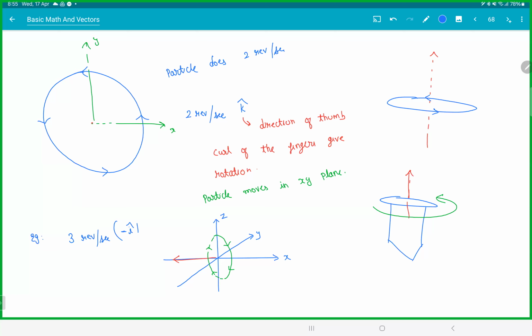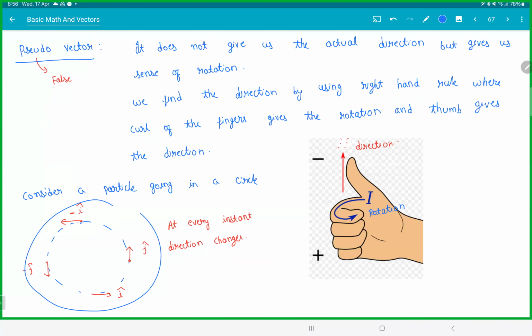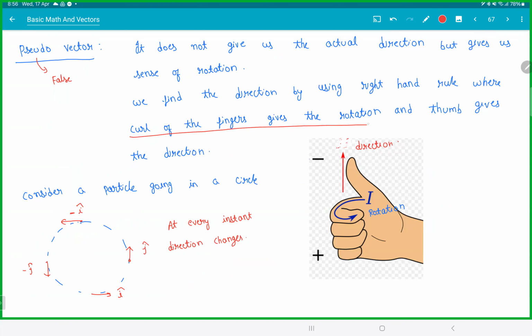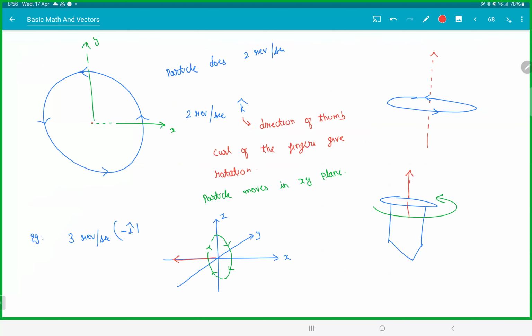Please ask me. The pseudo vector is more of a convenience. If you don't use a pseudo vector, the problem is you have to define infinite directions. Every second the direction changes, so it becomes very inconvenient. So for convenience, people created something called a pseudo vector, which is not real, but it gives you the direction of rotation. The curl of the fingers gives the rotation, the thumb gives the direction. This is not a real vector, but a false vector, but it is convenient. It saves you from infinite directions. Is this concept clear, everyone?